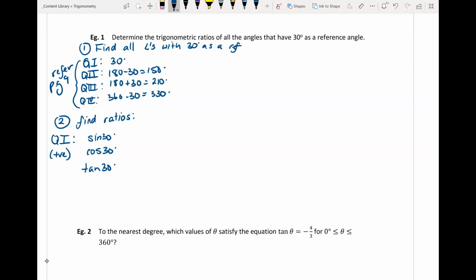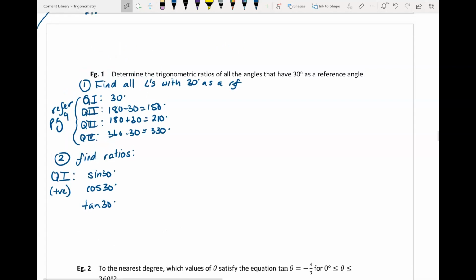Because we're looking at 30 degrees, you're going to need your 30-60 triangle so you can determine what those ratios are. So here's our triangle. If I'm looking for sine of 30, I'm going to use 30 as my reference. And then sine is opposite over hypotenuse, which is a half.